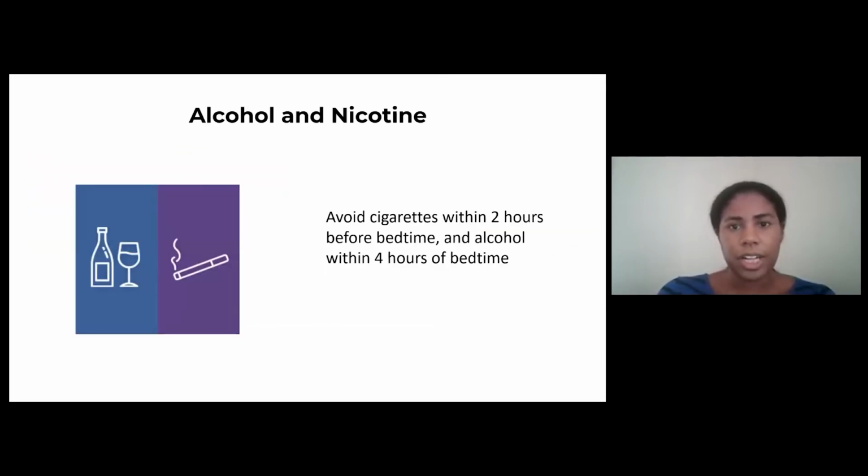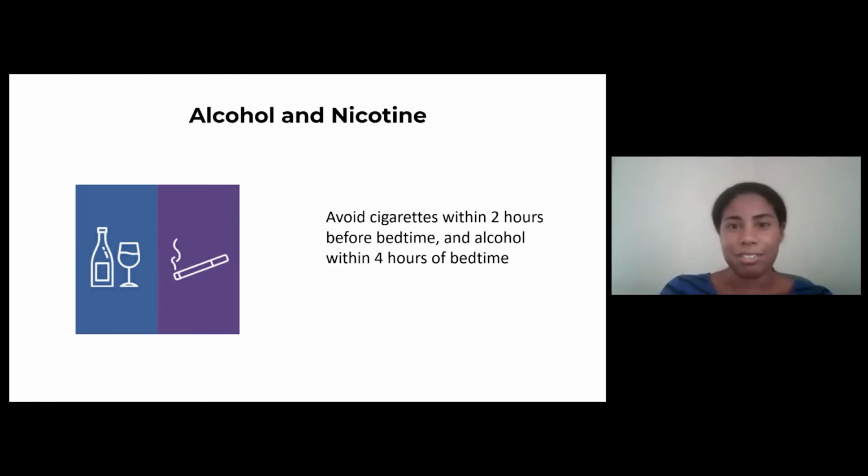So alcohol and nicotine. Ultimately, some people might use these as sleep aids or feel like they work as sleep aids. But you really do want to avoid cigarettes within 2 hours before bedtime if you do smoke them, and also alcohol within 4 hours. Nicotine is a stimulant, so it doesn't really work as a sleep aid. There is breathing involved.